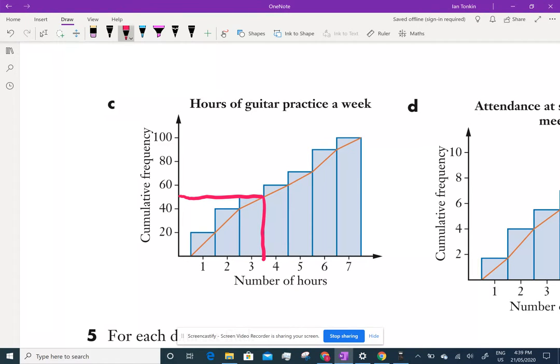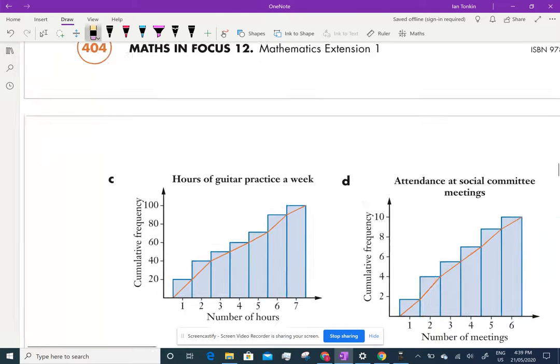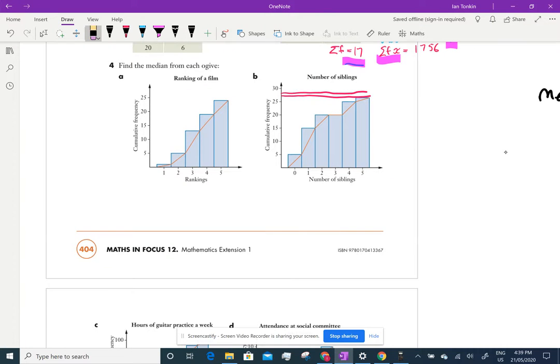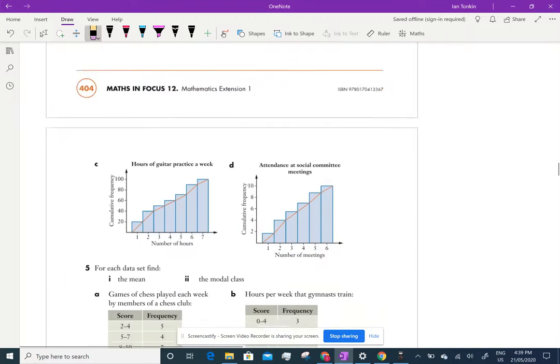Goodness me. It's a dodgy way to do it anyway. So don't stress too much about question 4, but know that that's how you can do it. I have asked that in the past in HSCs in general and standard.